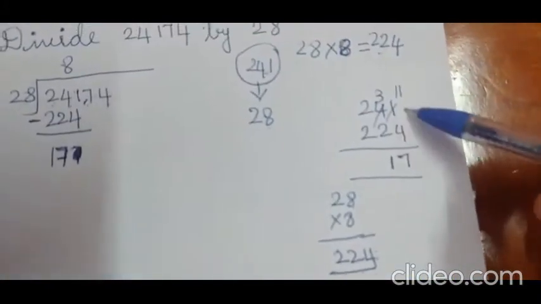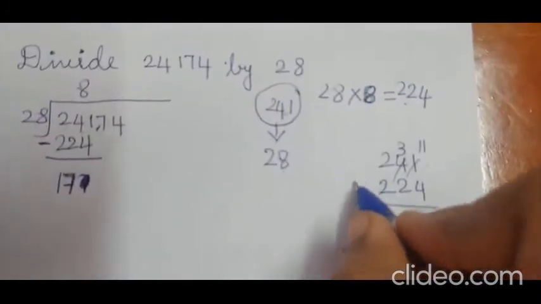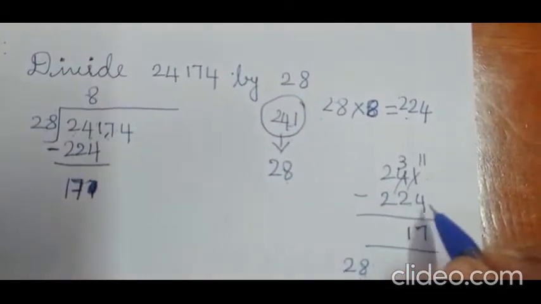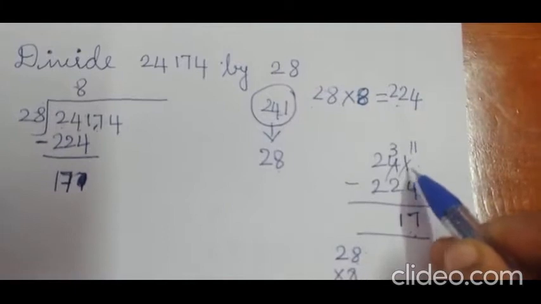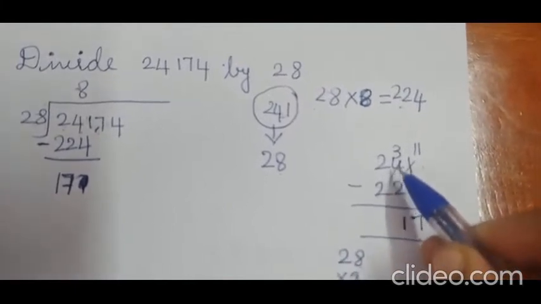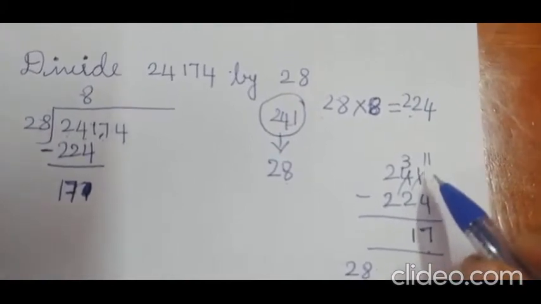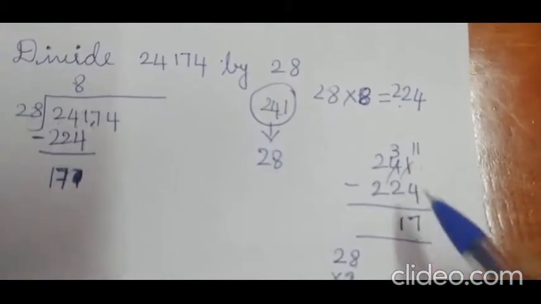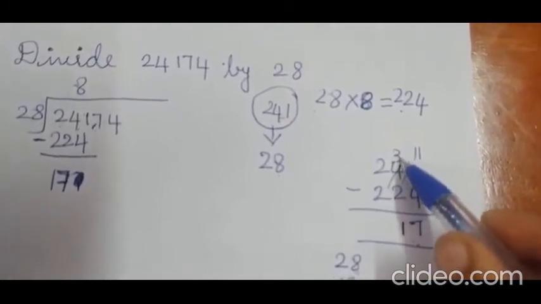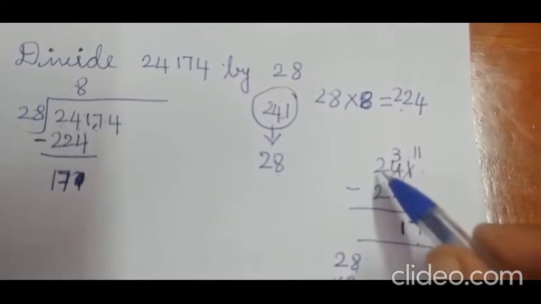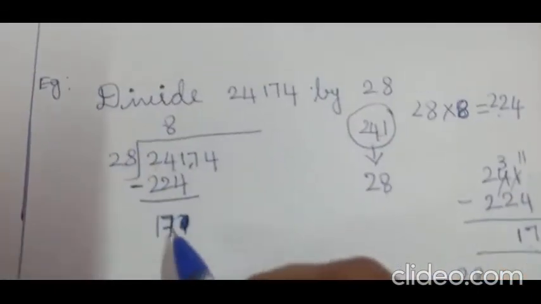I will minus and show you. 241 minus 224. How much will come? 17. How 17? Can 1 be minus with 4? No. So we will borrow 1. This 1 will become 11. 11 minus 4, 7. Since we borrowed 1 from this 4, this will become 3. 3 minus 2, 1. 2 minus 2, 0. So what's the answer? 17. Write 17 here.